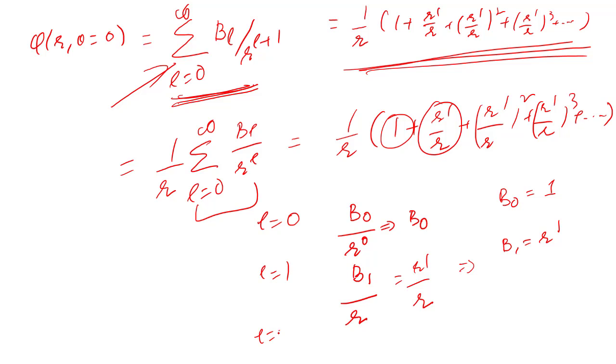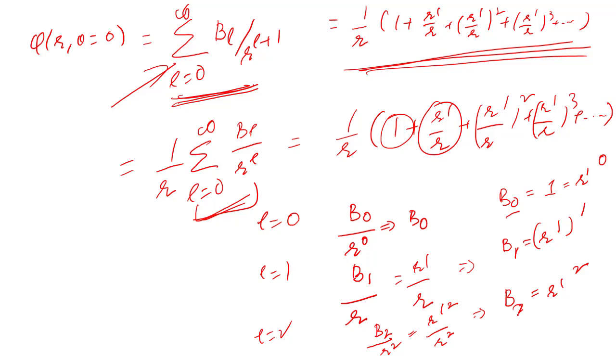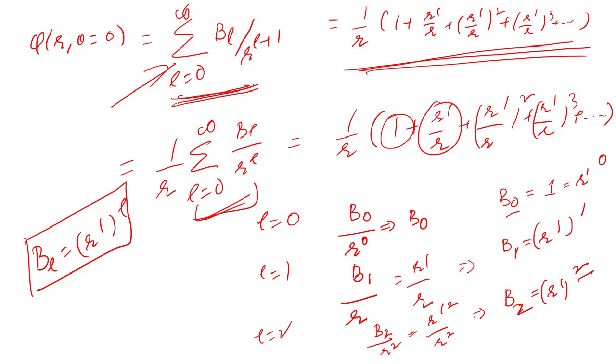For L equal to 2, this is a series of terms. For L equal to 2, you would have B2 by r squared equal to r prime squared by r squared. So that implies B2 is equal to r prime squared. So you can see B0 is equal to r prime to the power 0, B1 is r prime to the power 1, B2 is r prime to the power 2, or in general B_L is r prime to the power L. So by applying the boundary condition phi at r and theta equal to 0, we figured out what the coefficient should be.